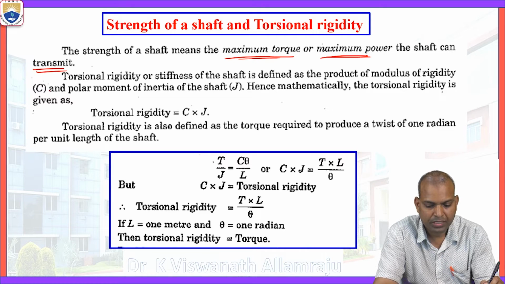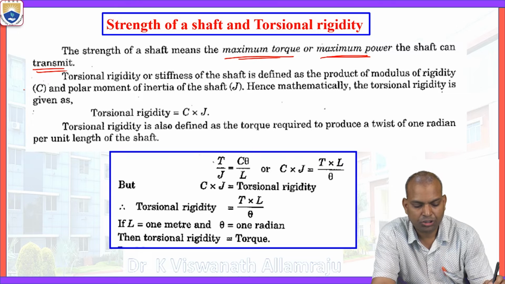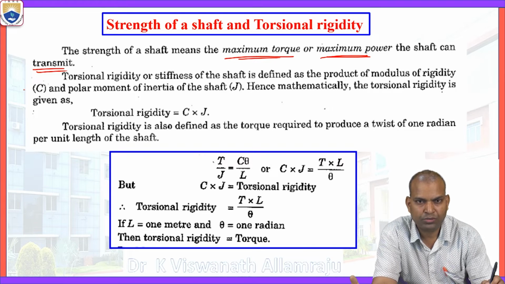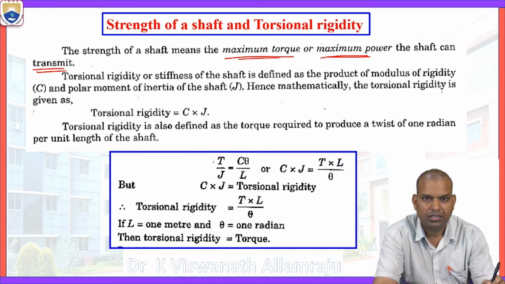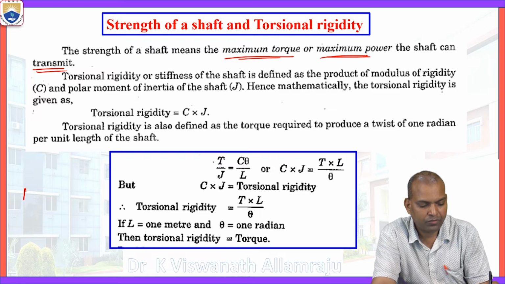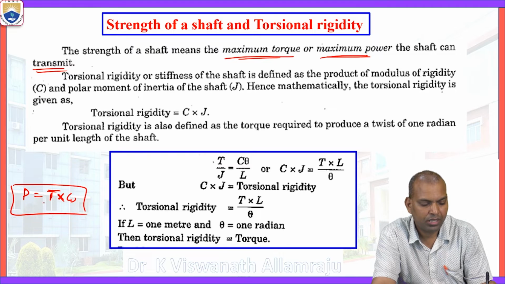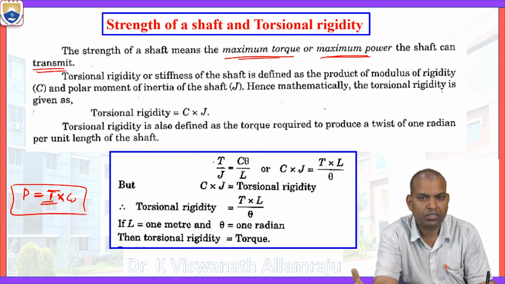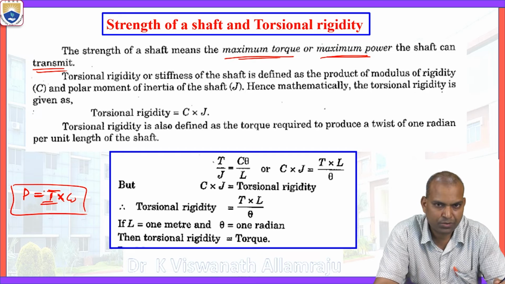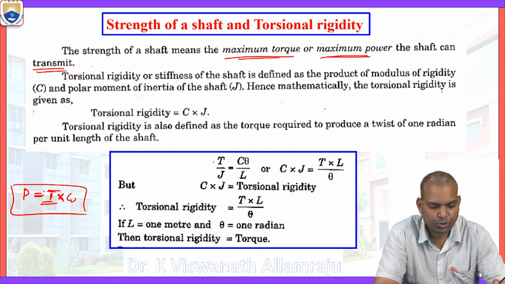So here the capital T, that is the torque, is very important. The more the torque, the more the strength. For maximum power, the power P equal to T times omega. The power can be transmitted because of the angular velocity omega and the torque. How much torque the shaft is transmitting at particular speeds is very important.